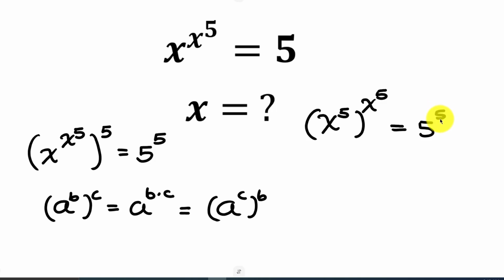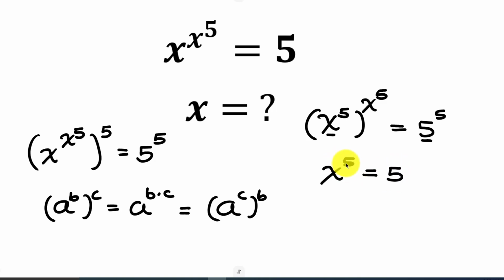Good. Now notice something. What I have here and what I have here are the same, and what I have here and what I have here are also the same. That means by comparison, we can say that x to the power of 5 is 5. So x to the power of 5 is equal to 5.